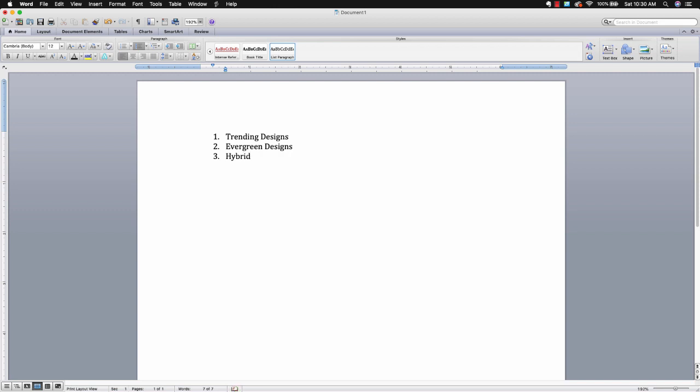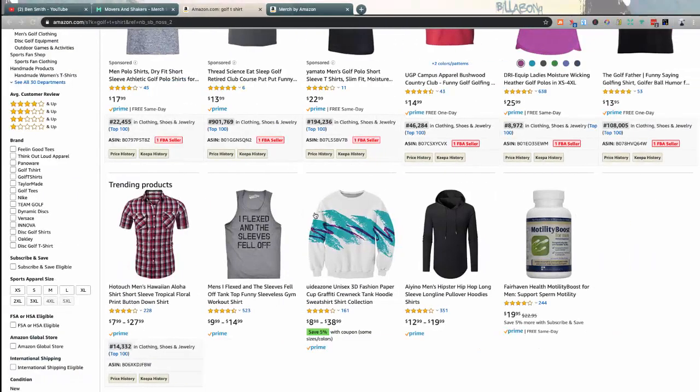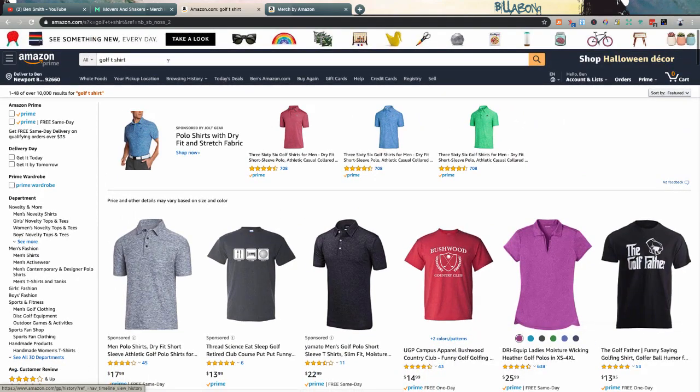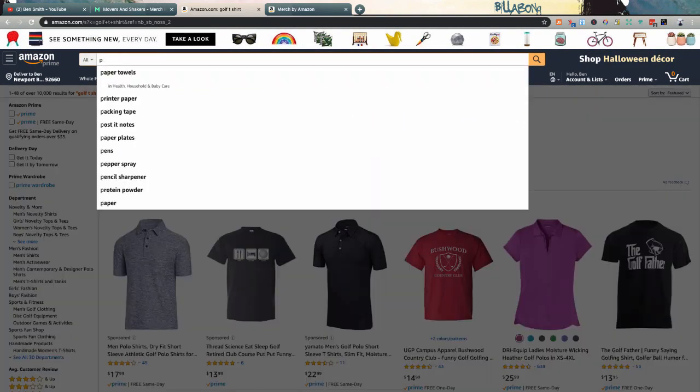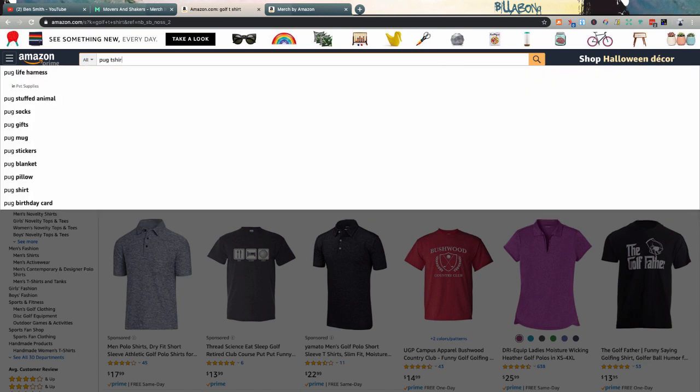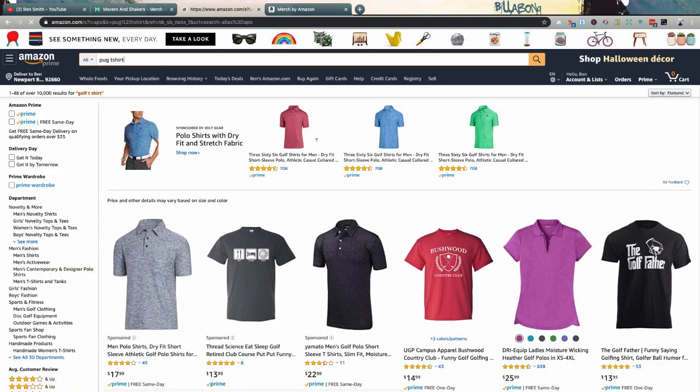Now, what do I mean by this? So these are hybrid designs. This is my favorite, and I think it's the best way to go about this strategy. What I mean is if we type in something that we'd be looking for, let's do a pug t-shirt. Let's see if we can find an example here.